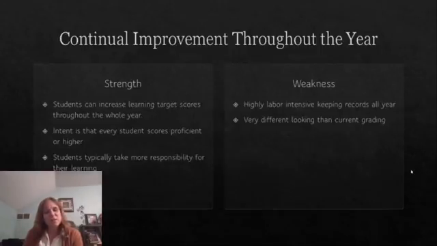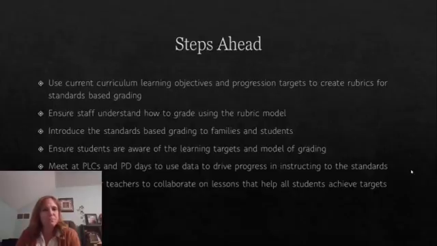So no matter what system we put in place and how we want our standards-based grading to look, we really have to understand where we're going with this and what we want. Some other steps ahead: we want to use that current curriculum, learning objectives, and progression targets to create these rubrics for standards-based grading and ensure that staff understands how to grade using that rubric model. We want to introduce this standards-based grading to our families and our students.